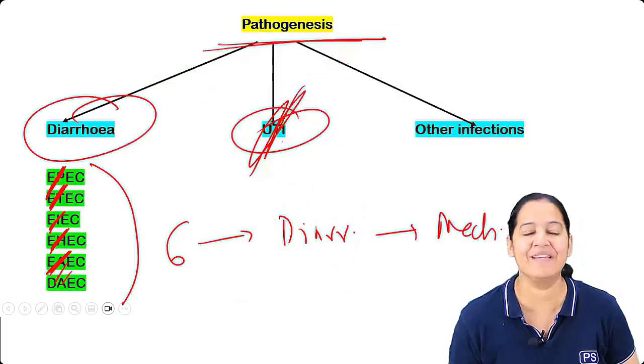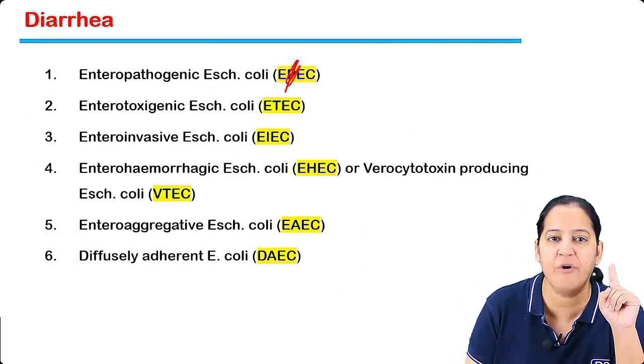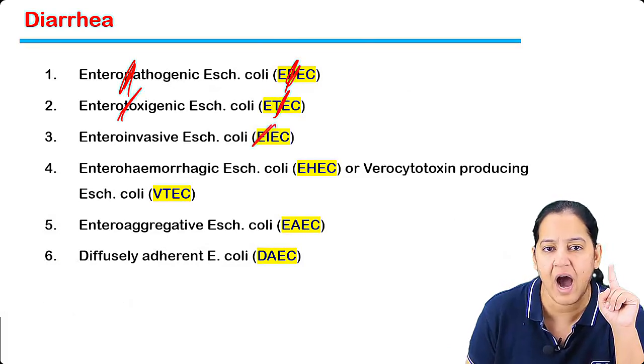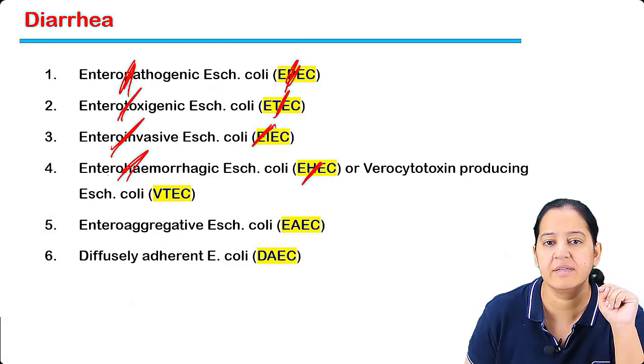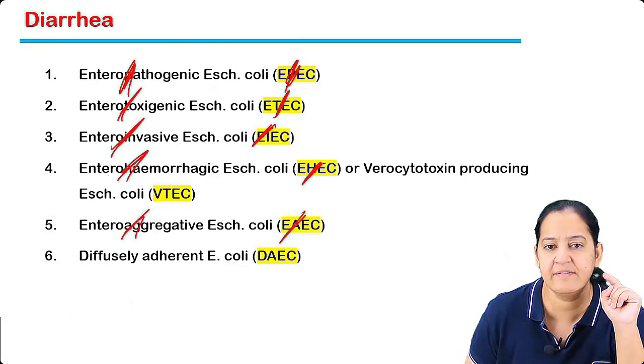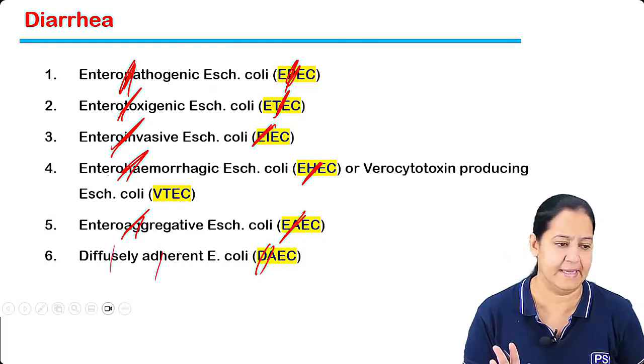So let me tell you how they all cause diarrhea. The full form is written in front of you. You can see P for pathogenic, T for toxigenic, I for invasive, H for hemorrhagic, A for aggressive and diffusely adherent. So first learn the full form. That is the first thing. You should know the full form.